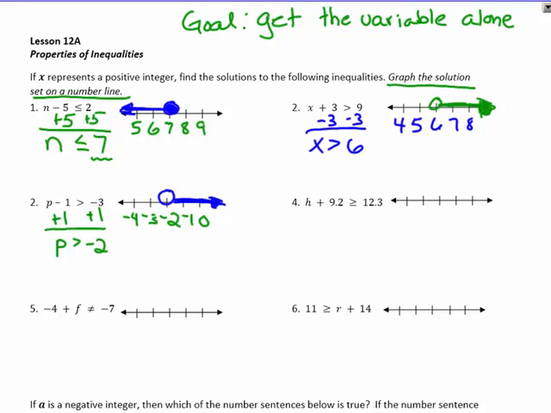All right. Doesn't matter that I have decimals because I have calculators to help me if I need it. So h plus 9.2 is greater than or equal to 12.3. I'm going to subtract 9.2.